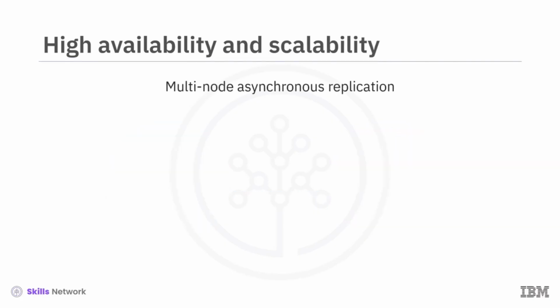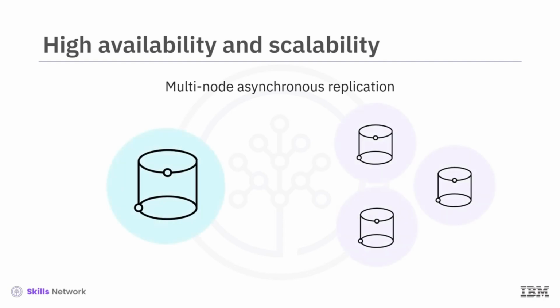It also supports multi-node asynchronous replication for high availability and scalability. Here, one master node distributes its changes to multiple read-only replicas for scalability purposes. And again, if the read-write node fails, you can quickly replace it with one of the read-only replicas.